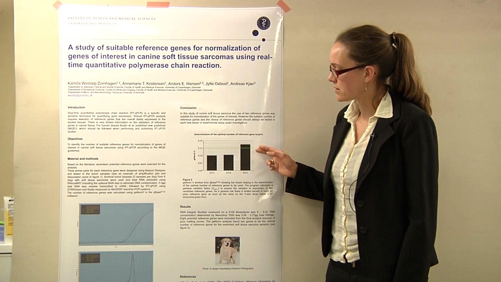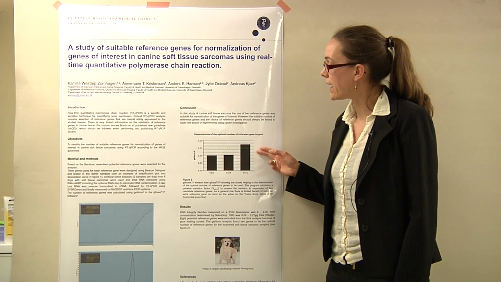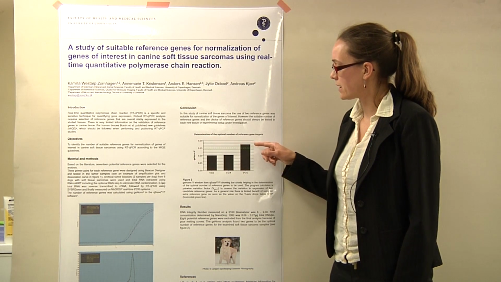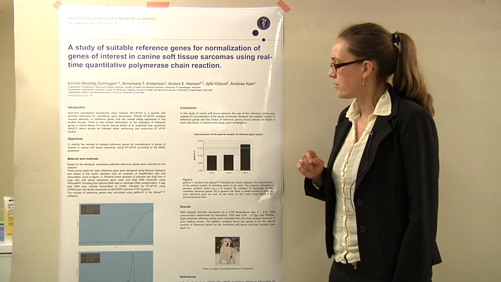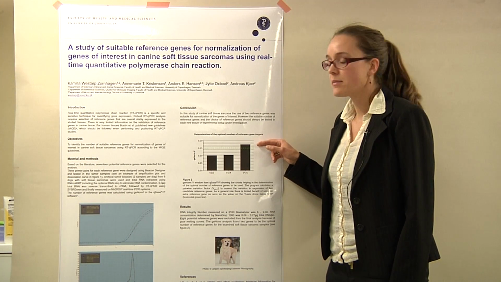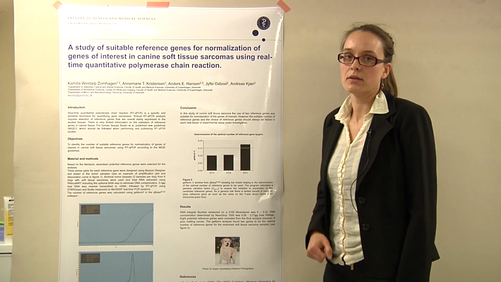These variation factors are plotted in a graph like this one depicted in figure 2, and here there is a green line, and as soon as the variation factor drops below this green line, there is limited benefit of including another reference gene in the normalization.